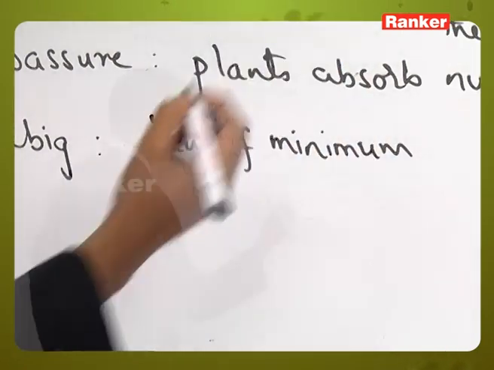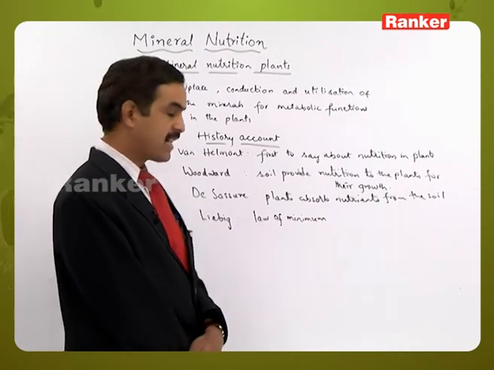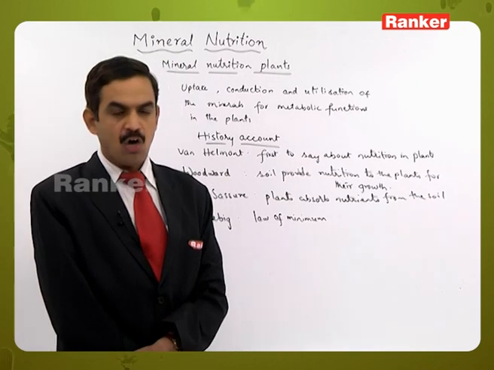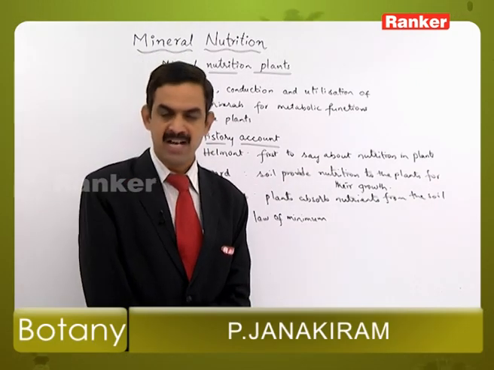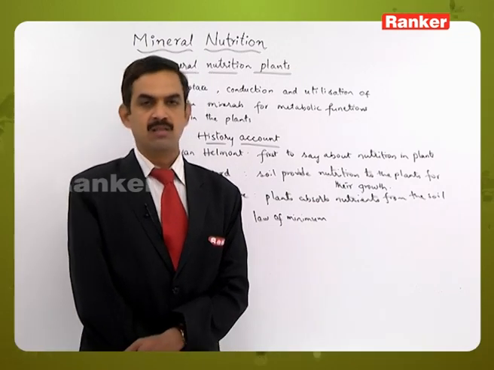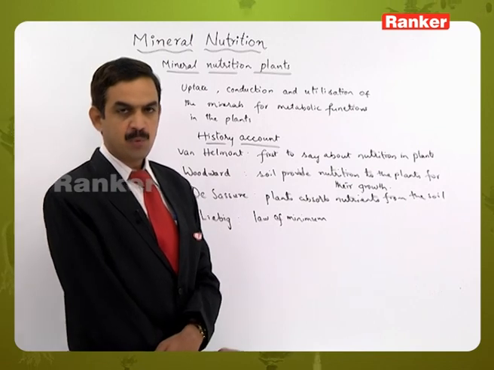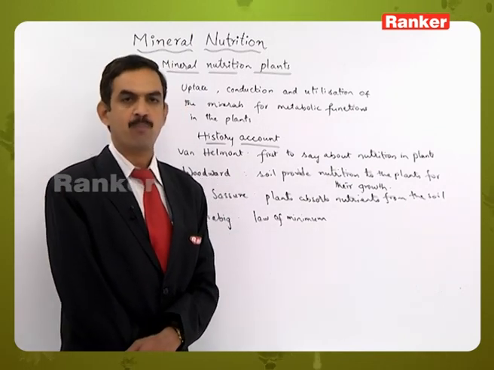So according to this hypothesis given by Liebig, provided with all types of factors which are required for growth and development of the plant or yield of the plant, the factor or the element which is provided in the least quantity will determine the rate of production.